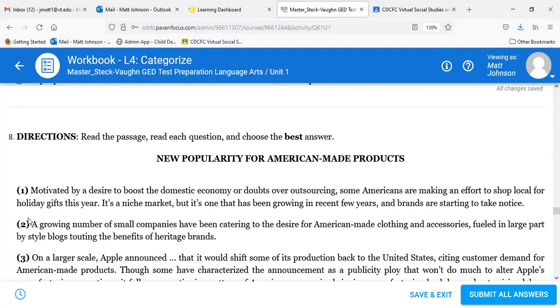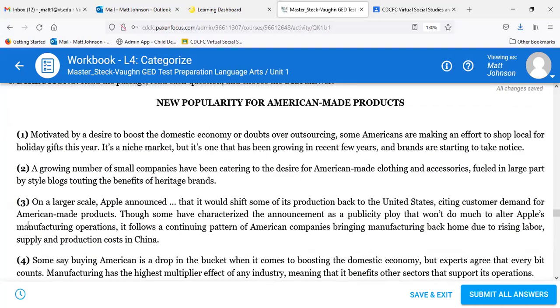Motivated by desire to boost the domestic economy or doubts over outsourcing, some Americans are making an effort to shop local for holiday gifts this year. It's a niche market, but it's one that has been growing in recent years and brands are starting to take notice. A growing number of small companies have been catering to the desire for American-made clothing and accessories, fueled in large part by style blogs touting the benefits of heritage brands.